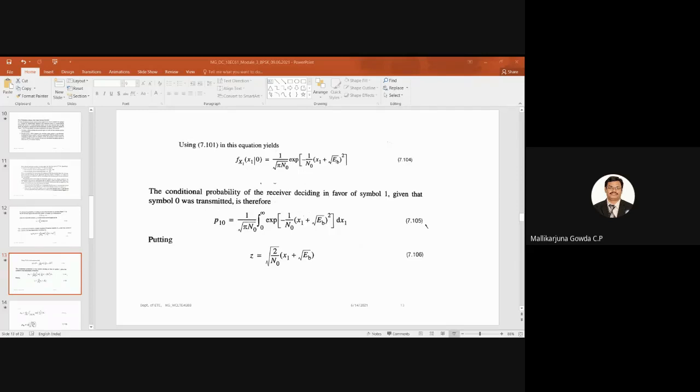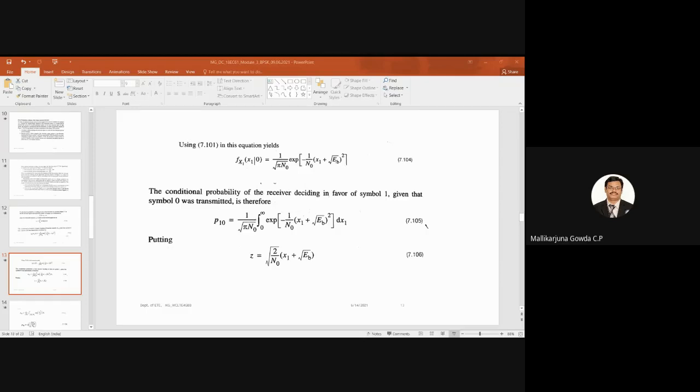Is it possible to simplify and say I am letting z is equal to that? Letting z is equal to root of 2 by n naught of x1 plus root Eb. Yes, is it possible to say? Just we have to work out. If I let z is equal to root of 2 by n naught into x1 plus root Eb, then you have to change the variable of integration, right? From x1 to z. Okay, you have to change the variable of integration from x1 to z.